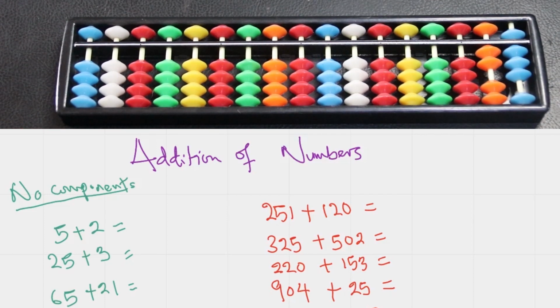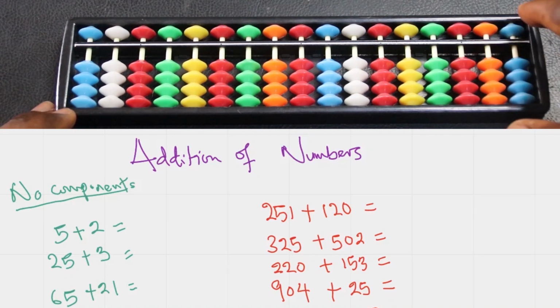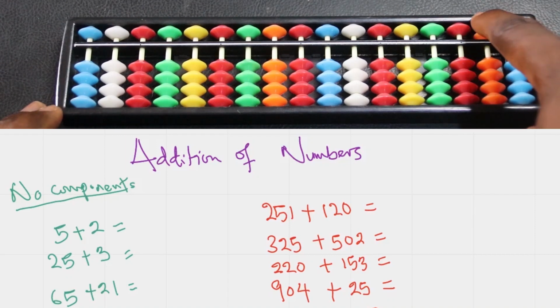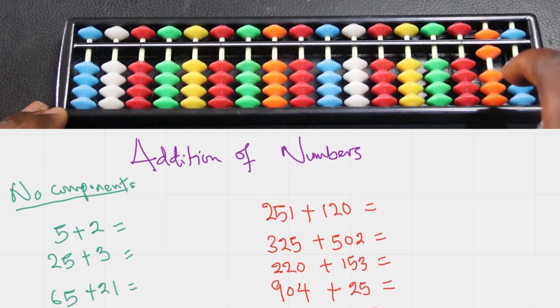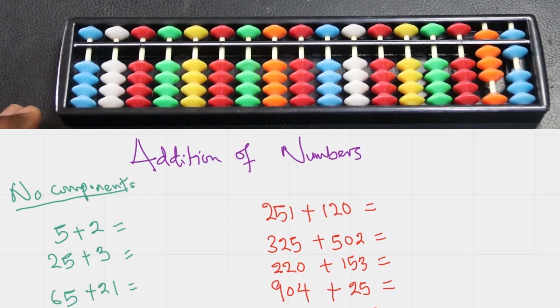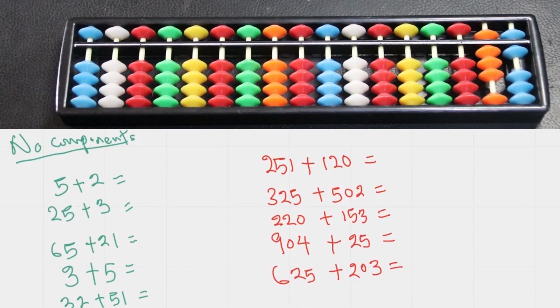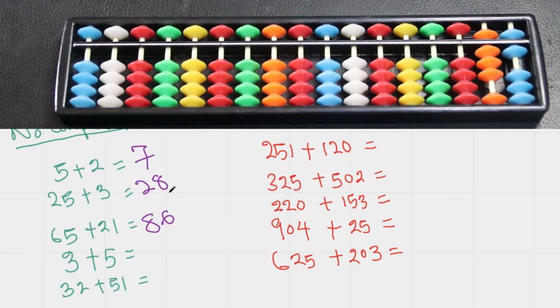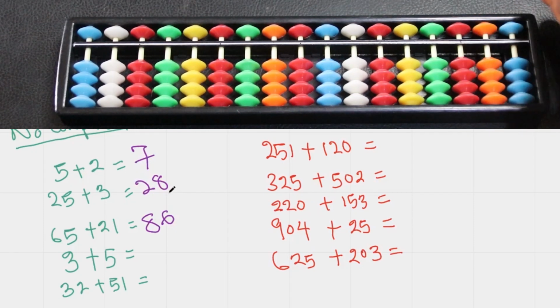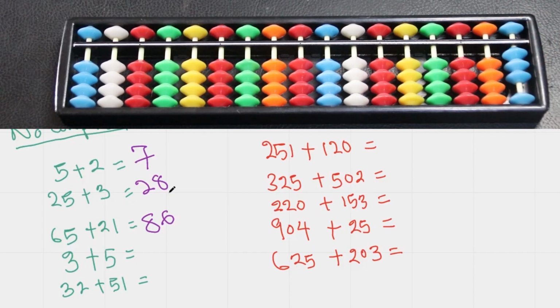The next number on the screen is 65 plus 21. 65 is 6, 5, plus 21, 2, 1. You can see now, what do we have there? We have 8, 6. So 65 plus 21 is 86. Again, 3 plus 5. You reset your abacus, and then you do 3 plus 5. That's 3, you want to add 5. 3 plus 5 is 8.